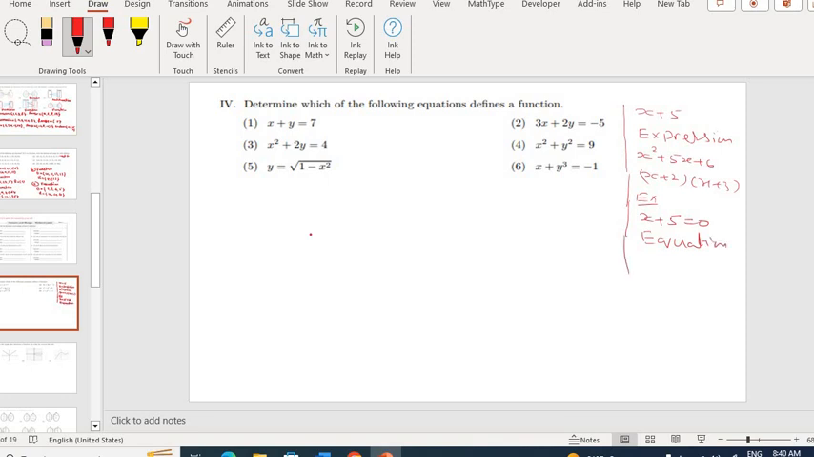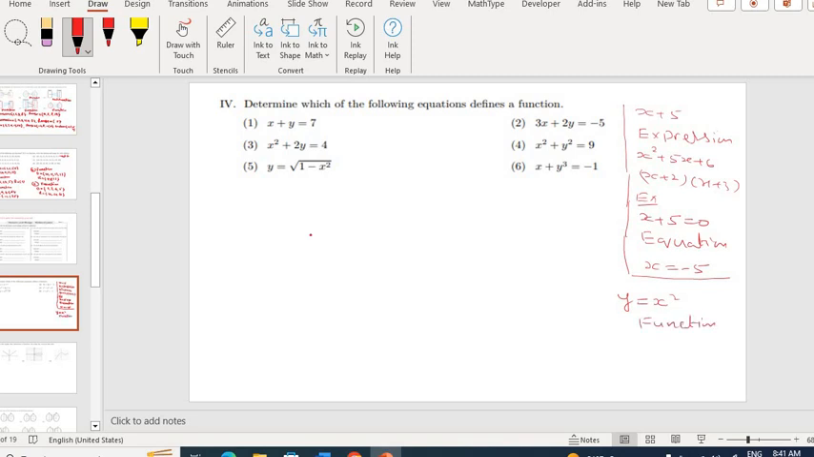So for an equation, you can write the answer x is equal to minus 5, as well as factorize it. So what you have to do here in question number 4: determine which of the following equations defines a function. So function means, see, if it is given as y is equal to x square, that means the input can be any power, but the output should be degree 1. If degree 1 is given, then it is called a function.